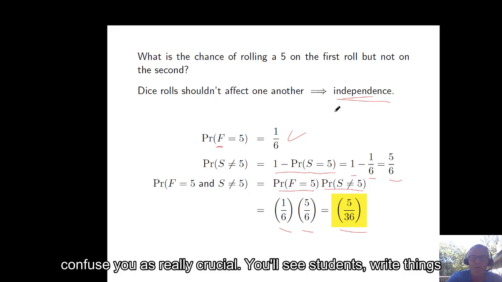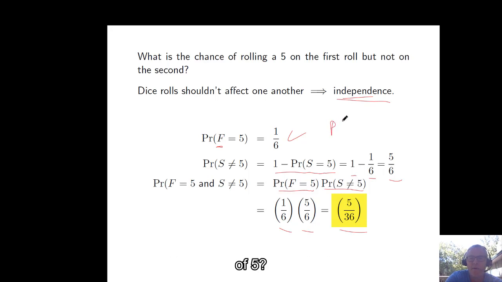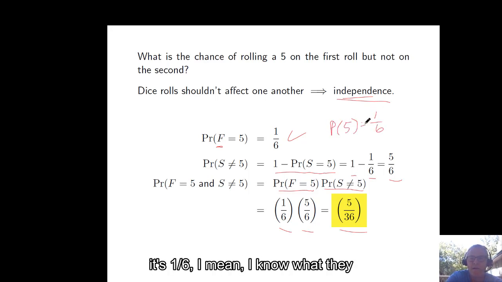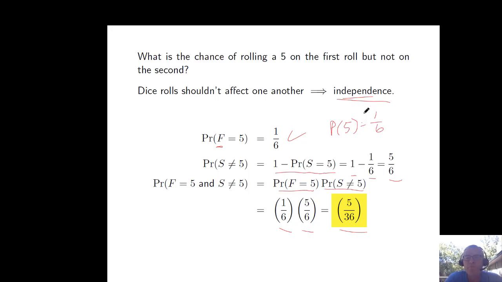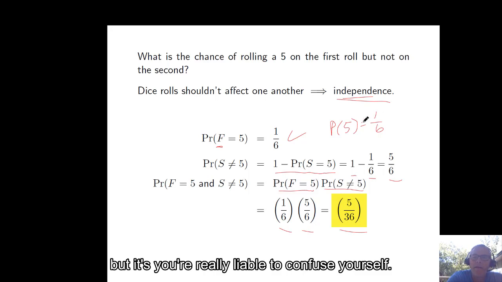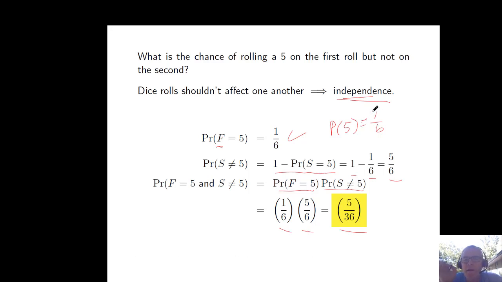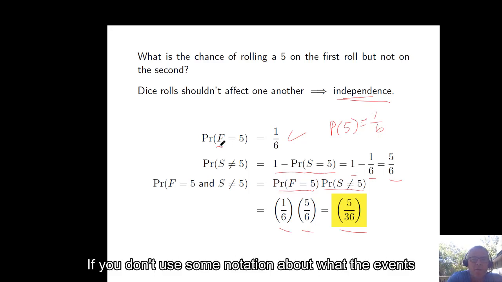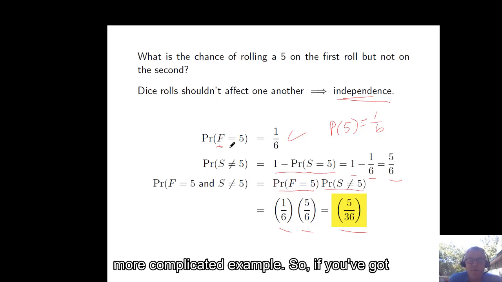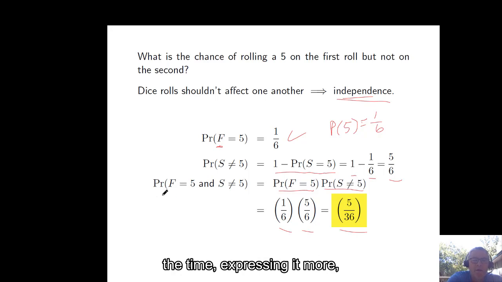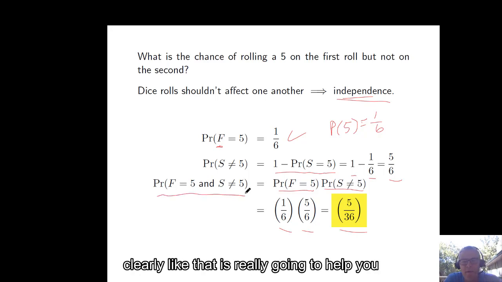But having some notation that's not going to confuse you is really crucial. You'll see students write things like, the probability of a 5 is 1/6. I know what they mean, and it's totally understandable that you might write that. But you're really liable to confuse yourself if you don't use some notation about what the events are when you're talking about a more complicated example. So if you've got the time, expressing it more clearly like that is really going to help you out.